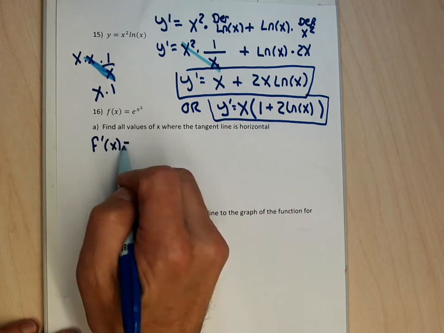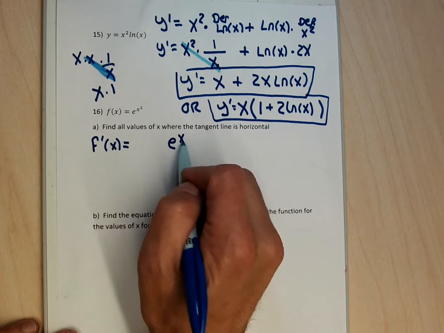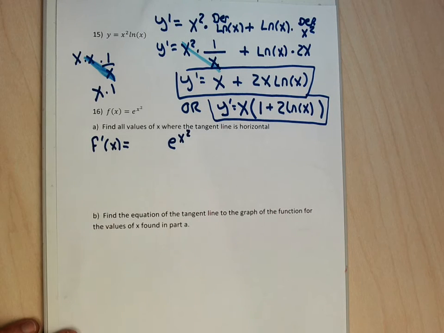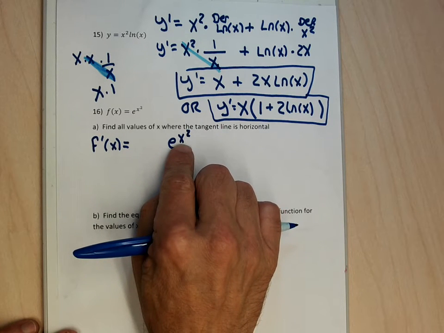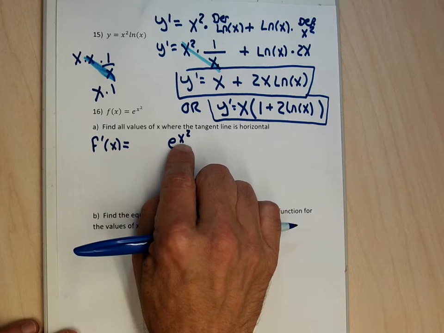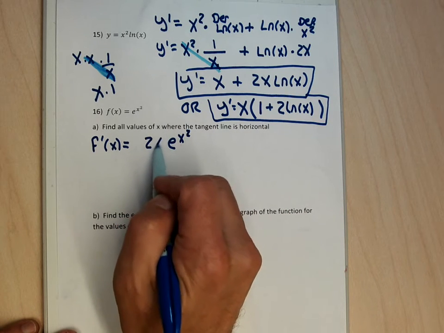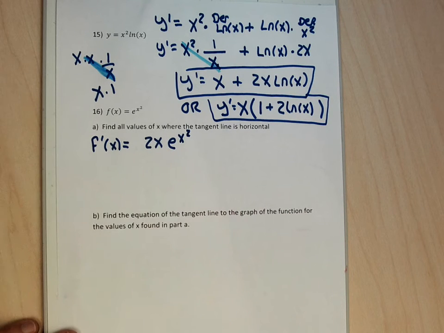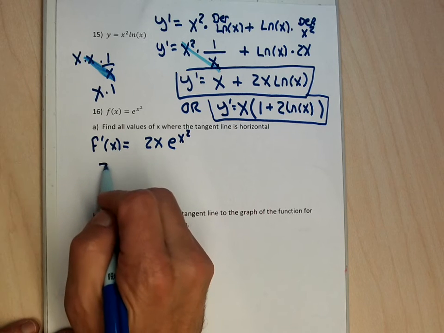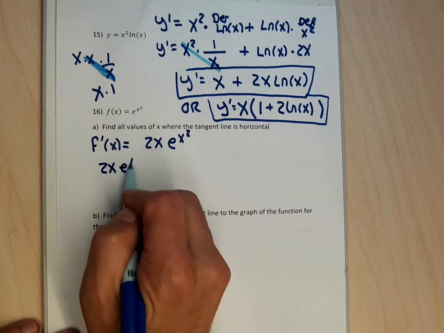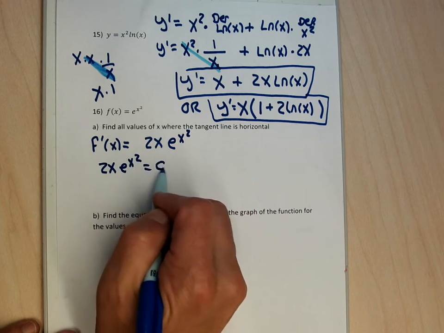This is an e function. To find the derivative of an e function, I write the e function down. I'll leave some room to the left of it. To the left of it, I simply take the derivative of the exponent, and the derivative of x squared is 2x. Once I find the derivative, if I'm asked to find where tangent lines are horizontal, I take the derivative and set it equal to 0.